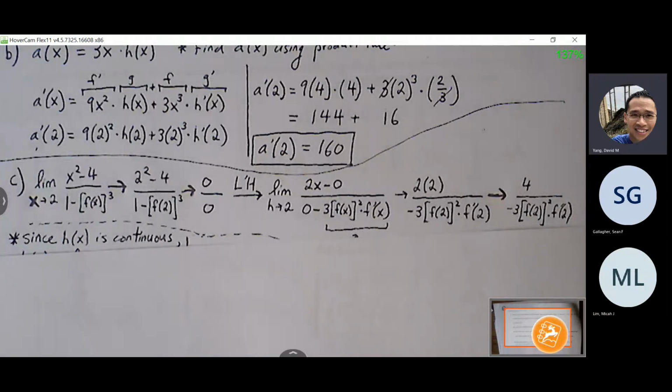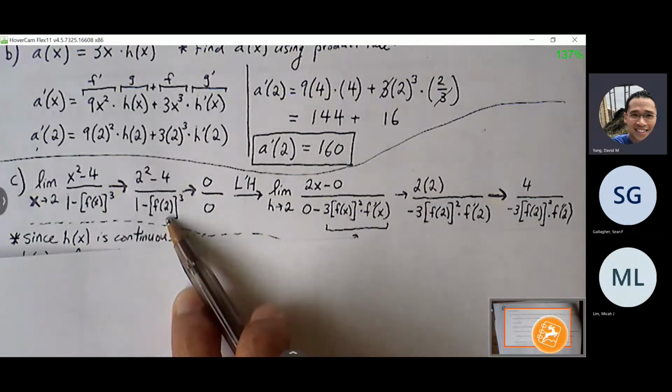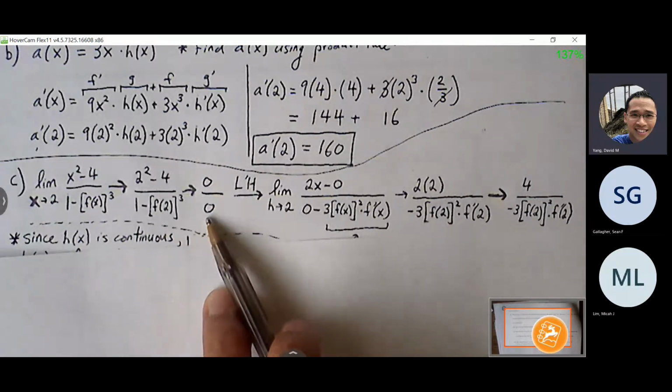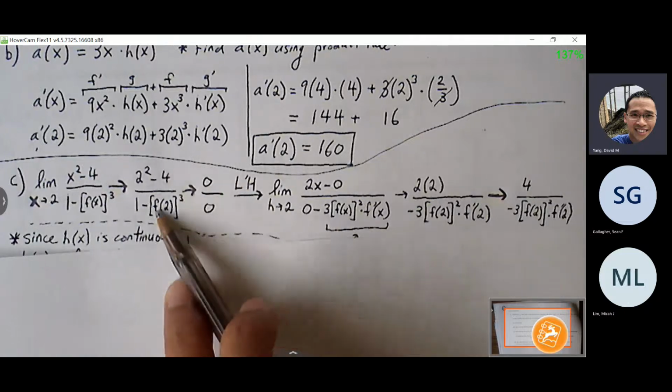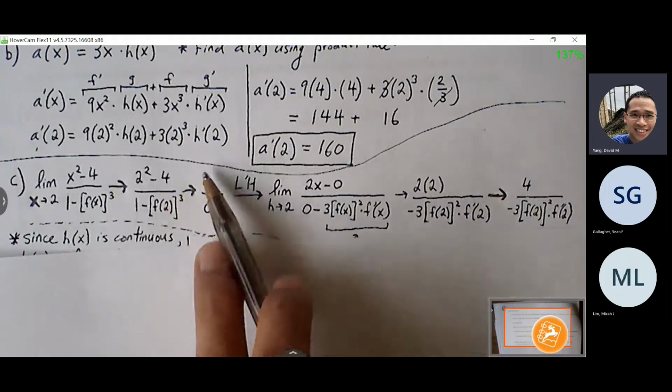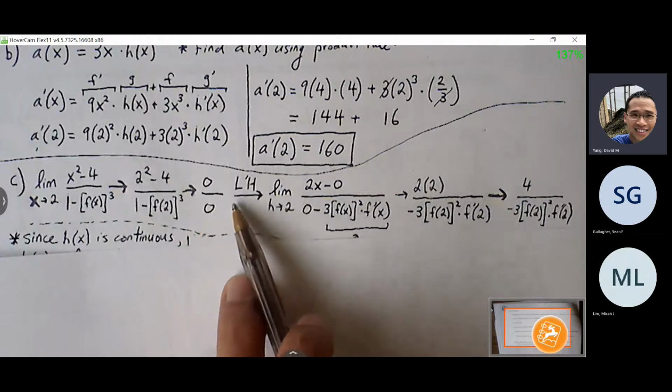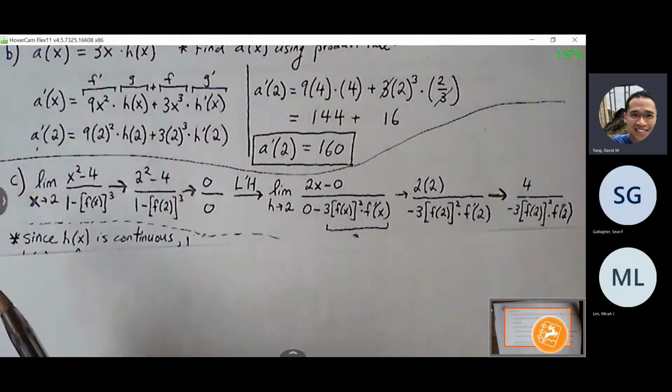F of 2, they told us at the beginning, f of 2 is... Oh, it says use this to find f of 2. Okay, so we don't know what f of 2 is yet. But we do know that L'Hopital's rule is going to be fulfilled. They're telling us that. What we know at least is we're getting 0 over 0. So we move on, and we go ahead and find our derivative.